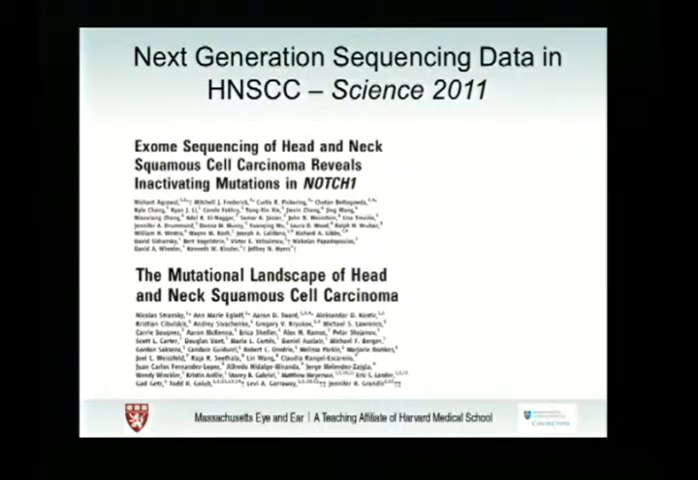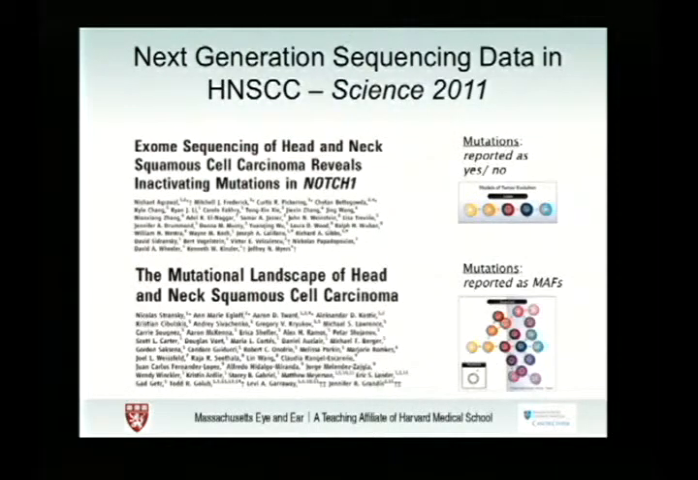Next slide. So we saw this before, but this was basically the Hopkins group and the Pittsburgh and Broad group. Both did sequencing of a number of head and neck cancers. Next slide. And so it was reported as yes, no here by the Hopkins group, but next slide. The Broad group really reported this as mutant allele frequencies.